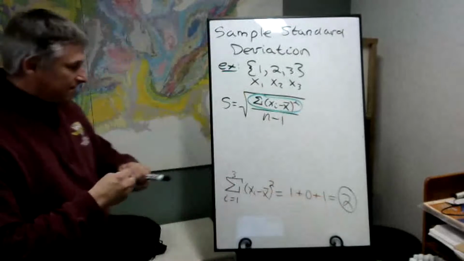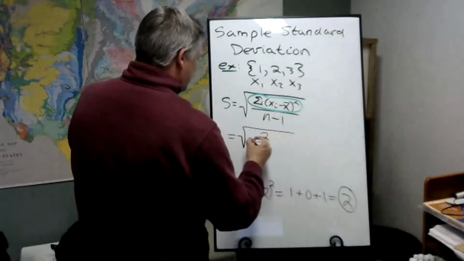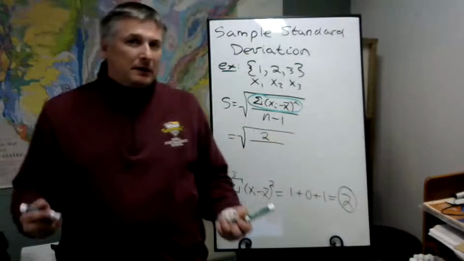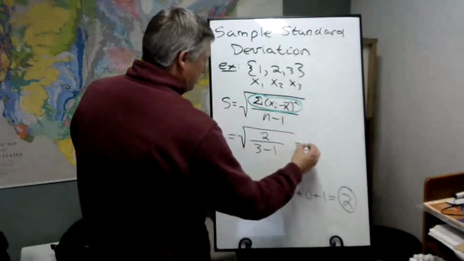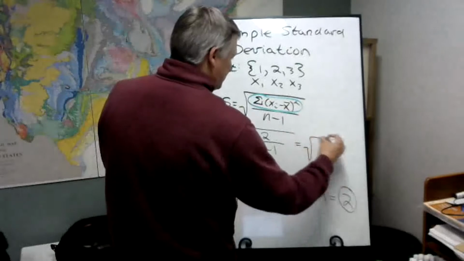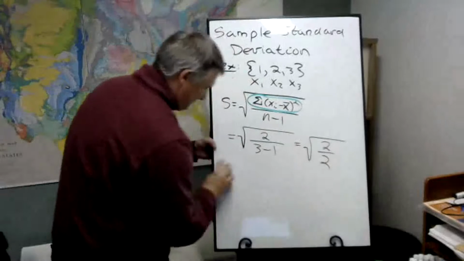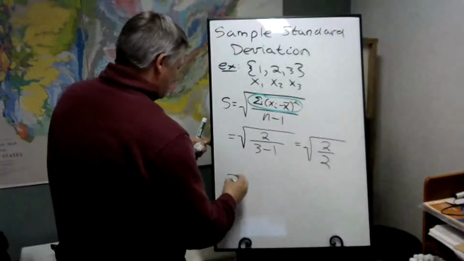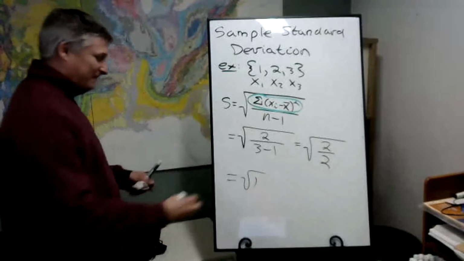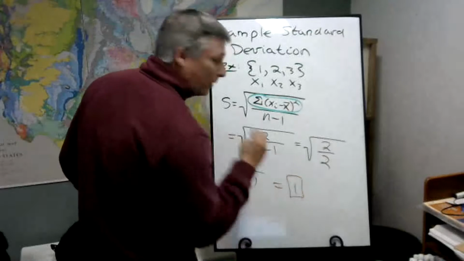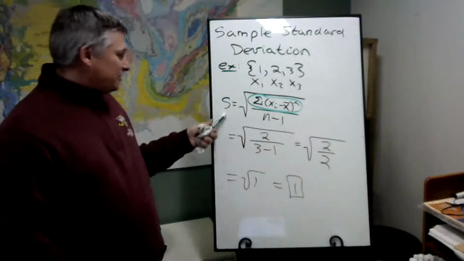It's equal to 2. So now we're going to take the square root of 2 divided by n minus 1. Now, n again is the number of data pieces. So we had 3. We get 3 minus 1. So we're taking the square root of 2 over 2, or the square root of 1. And, well, that's just going to be 1, because 1 times 1 is 1. So the standard deviation is 1.